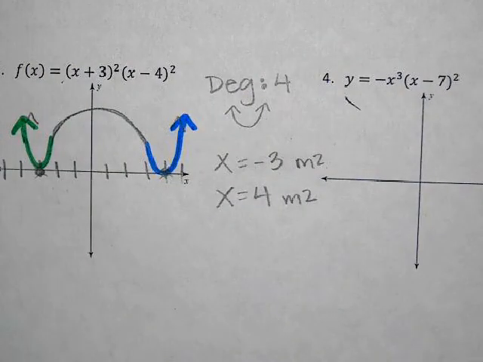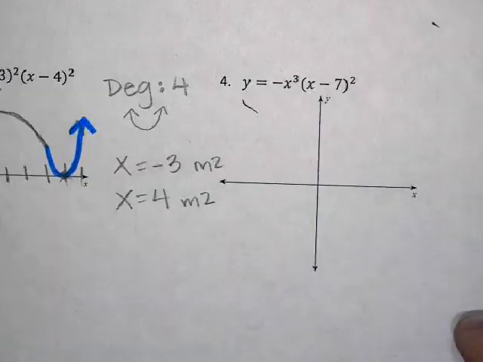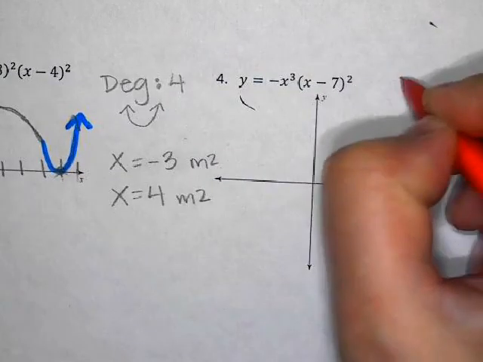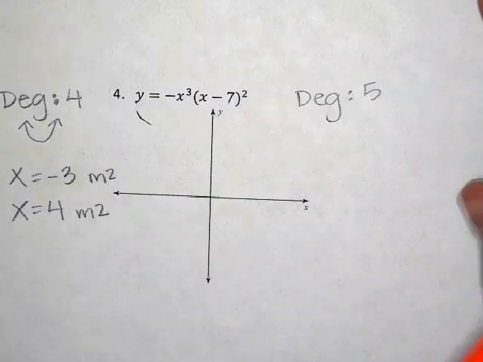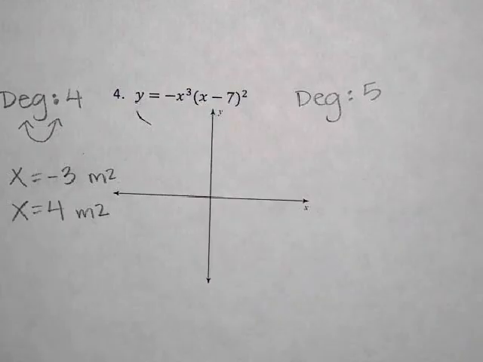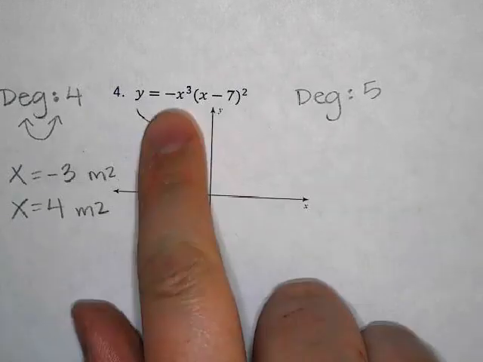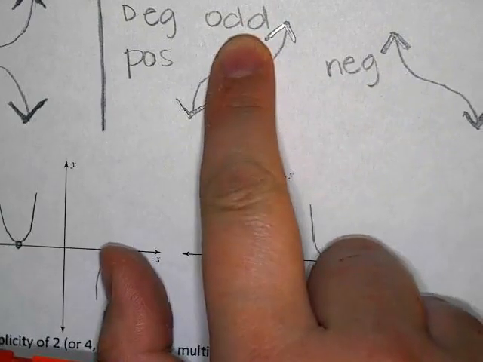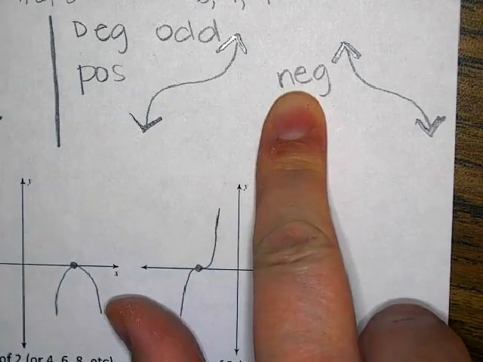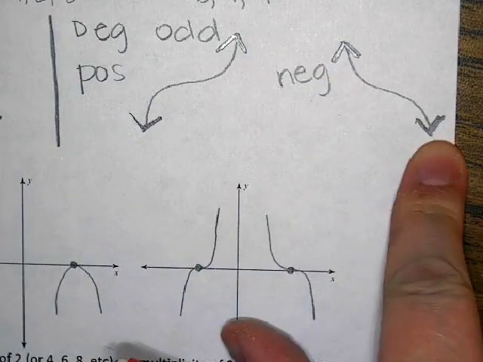What's the degree for number 4? 5. The degree is 5. Okay. Positive or negative? Negative. It's got a negative sign in the front. Okay. So we have an odd number for the degree with a negative coefficient. So the first arrow goes up, the second arrow goes down. First arrow goes up, second arrow goes down. Okay.